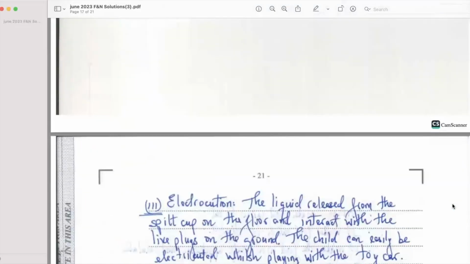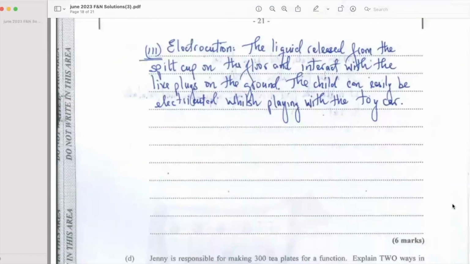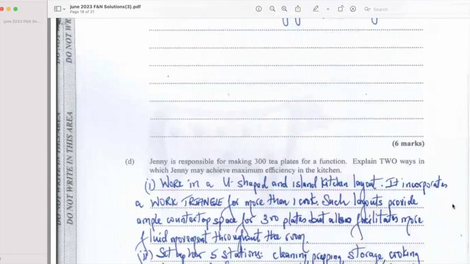Fire. All right. Electrocution is one of the responses. Let's go. Jenny is responsible for making 300 tea plates for a function. Explain 2 ways in which Jenny can achieve maximum efficiency in the kitchen.